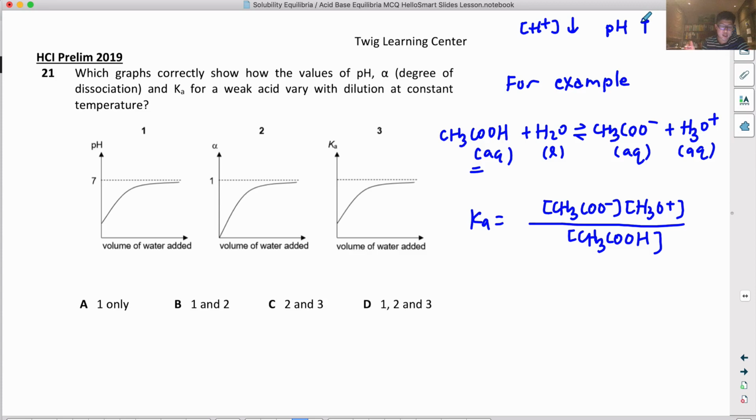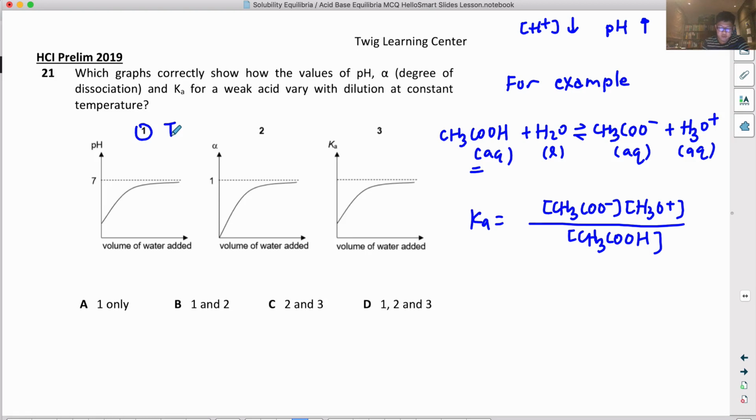pH will only increase up to 7 because that is the pH of water. You can't add water to an acidic solution and have it become basic. So the max it can reach is actually 7. So statement 1 is definitely true. Okay, let's look at 2.